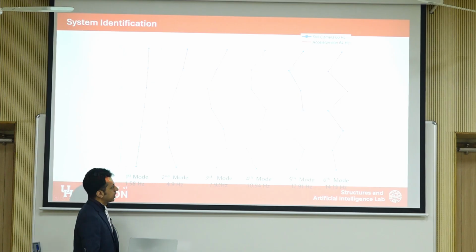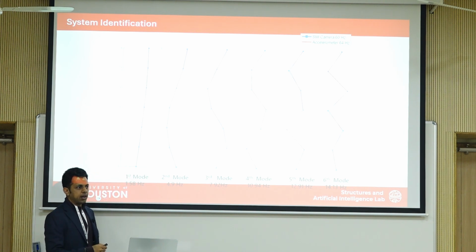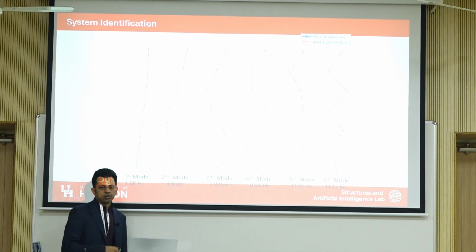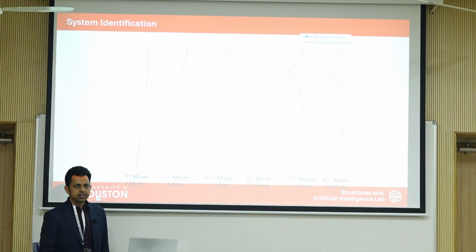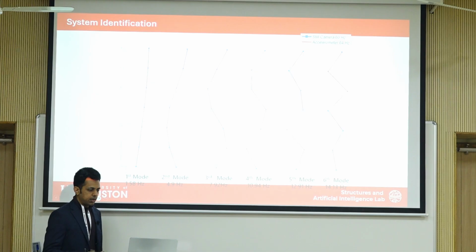Why is this sampling rate important? I don't know if that's something that everybody's familiar with. But the sampling rate has to be more than twice your highest natural frequency. So here we have 14.13 hertz, so we need at least 30 hertz if we have to measure all of these modes. With 60 hertz, you can measure all of them.